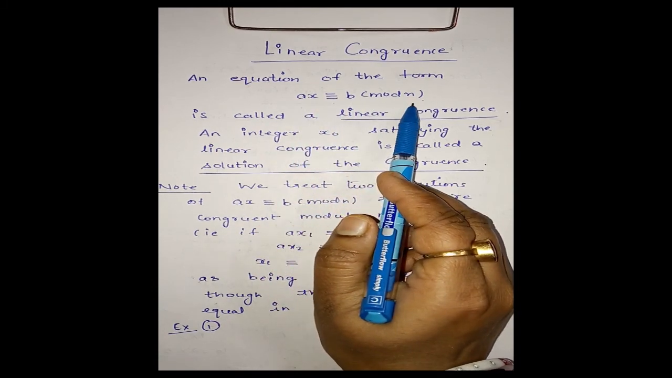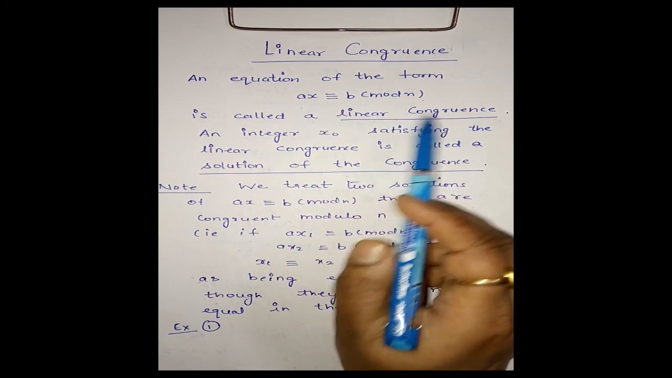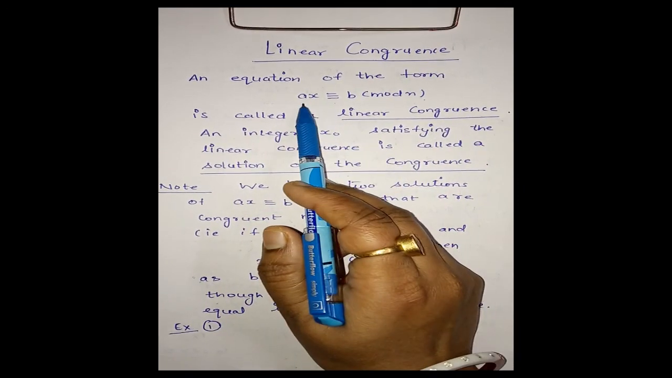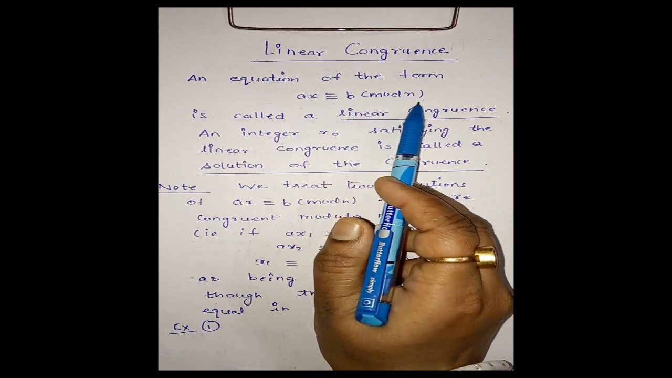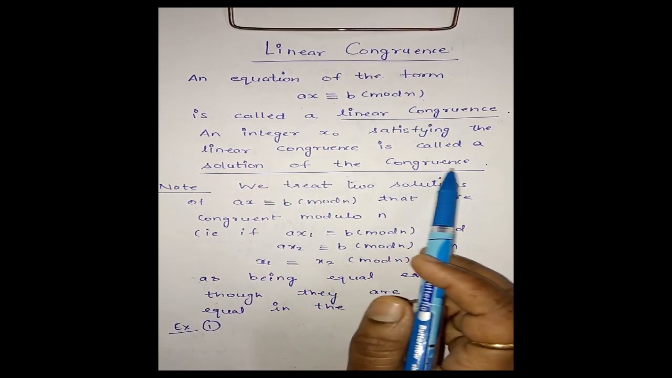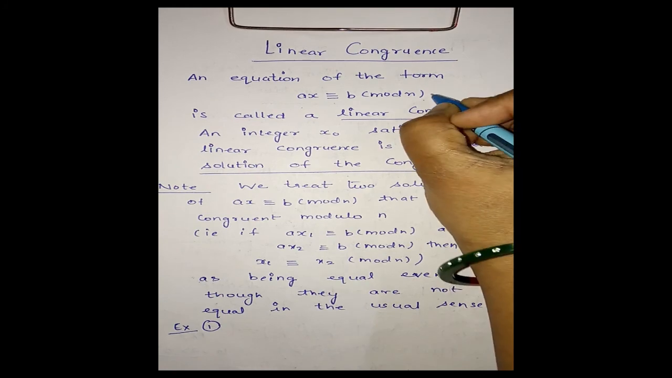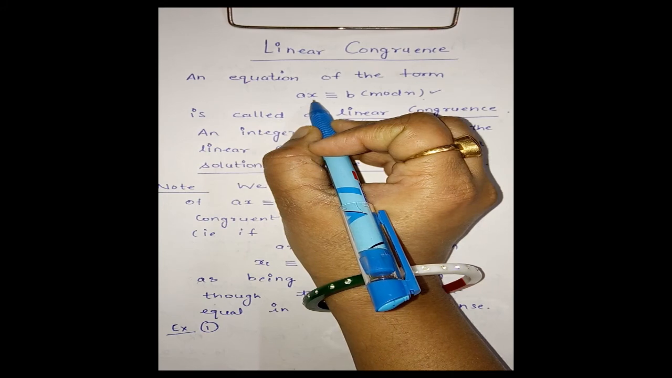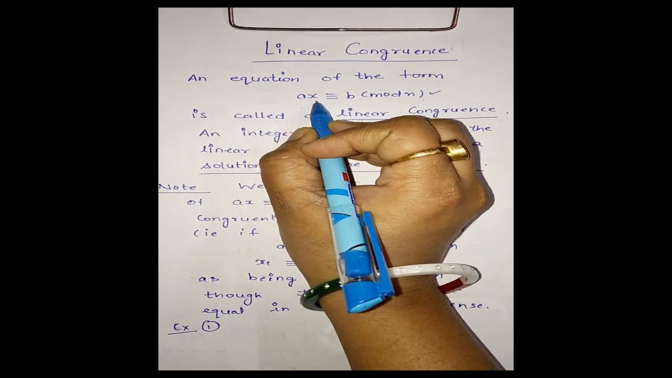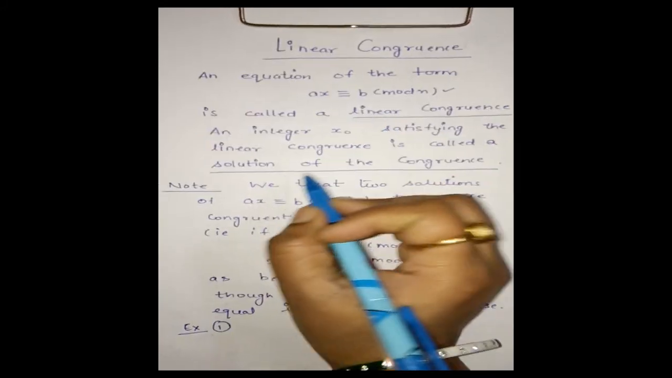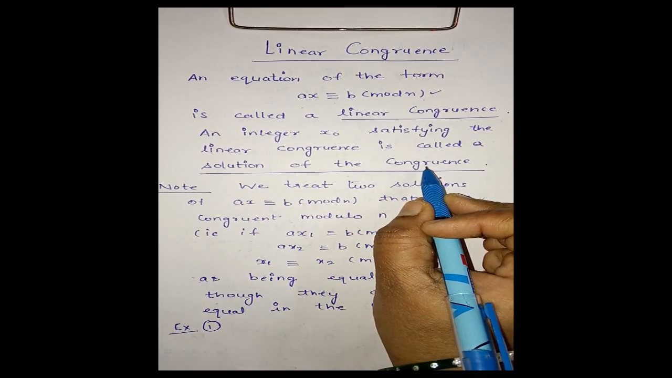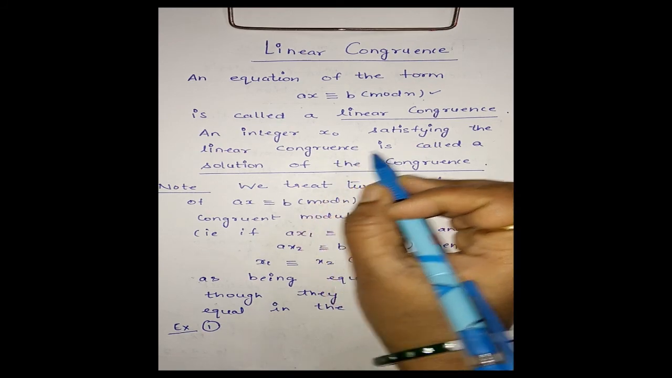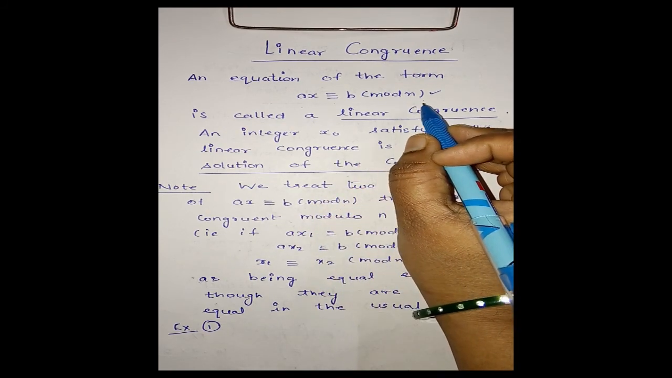Any equation of this form is called a linear congruence, and an integer x naught satisfying the linear congruence, that is, a x naught is congruent to b modulo n, is called a solution of the congruence. Any integer satisfying this, say x naught, such that a x naught is congruent to b modulo n, is called a solution of the congruence. Now we will discuss the method to find this x naught of a given congruence equation.